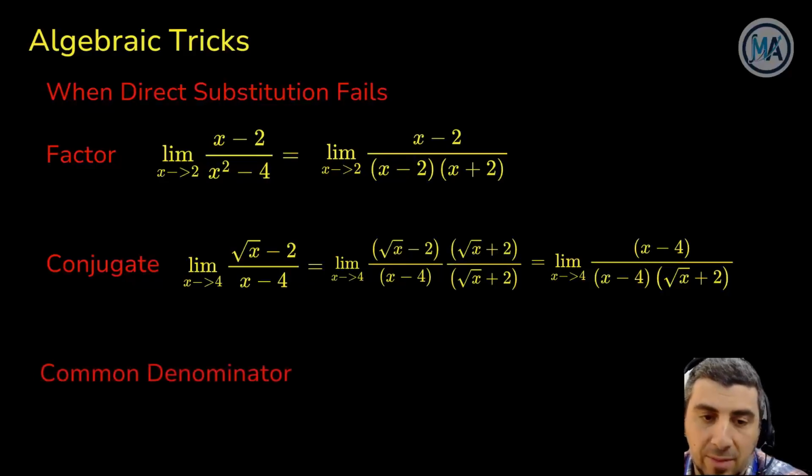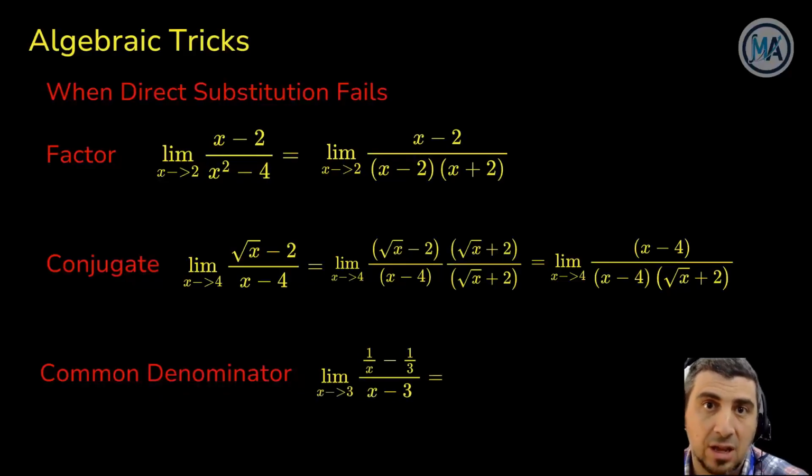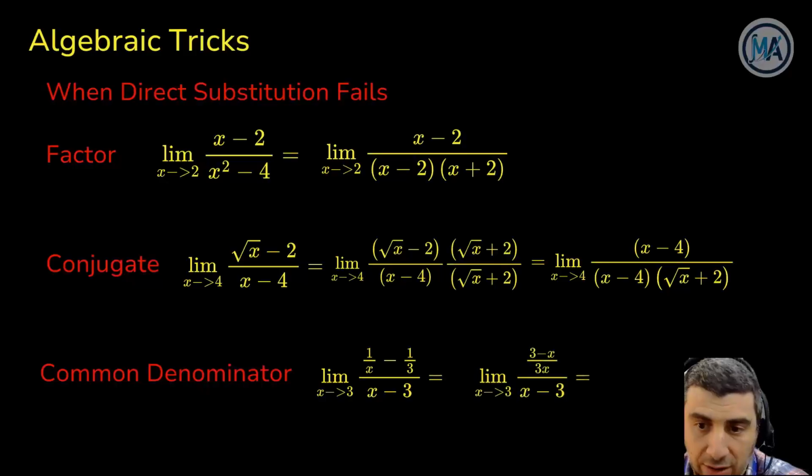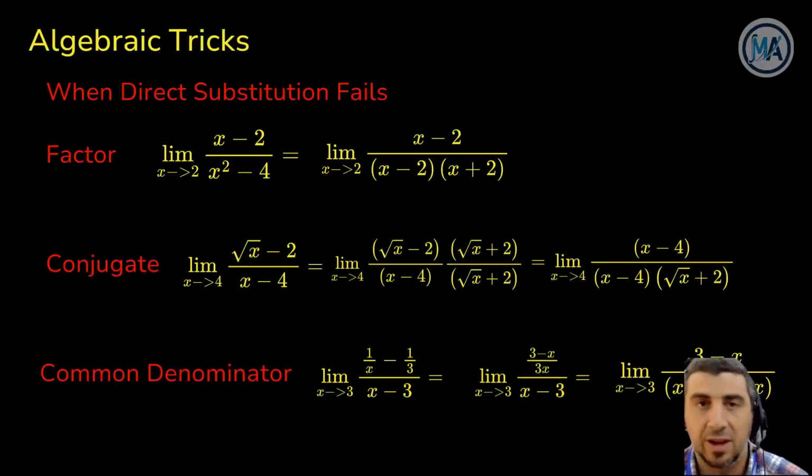And finally, multiplying by a common denominator. This is going to happen when you have complex fractions in your limit. So in this case, you want to get a common denominator of the numerator fractions and either add or subtract those, and then you can further simplify the limit from there.